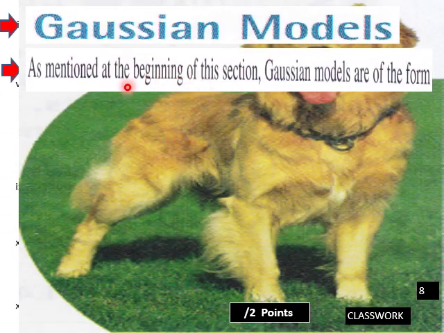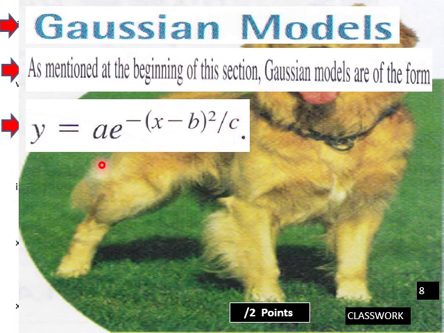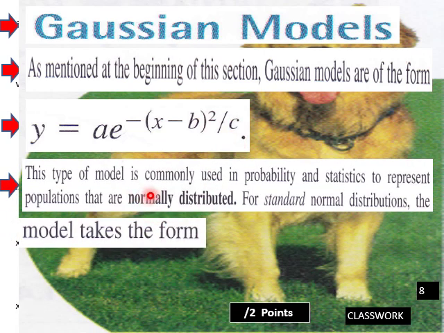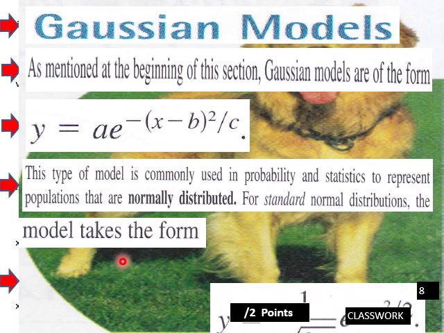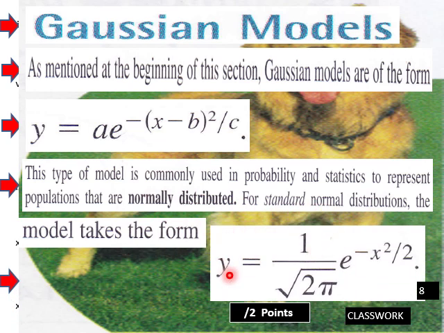So Gaussian models, as mentioned at the beginning of this section, are of the form y equals ae^(-(x minus b) squared over c). This type of model is commonly used in probability and statistics to represent populations that are normally distributed. For standard normal distributions, the model takes the form of like this here. And this would be your Gaussian model here. Used a lot in statistics.